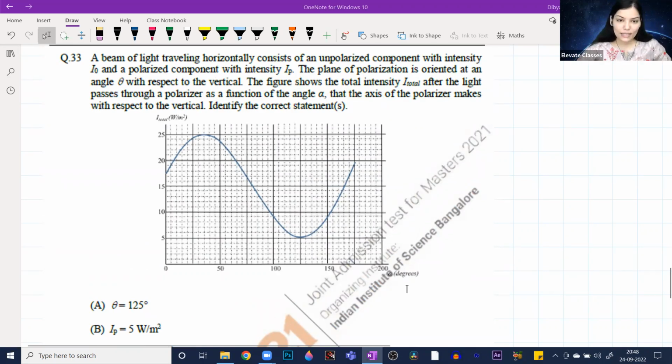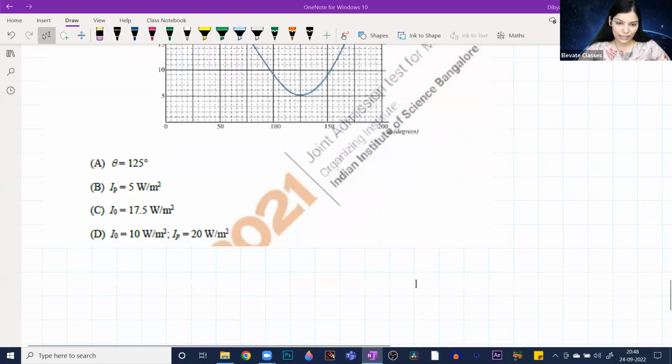ठीक है. So what is given in the question? पहले तो मैं वही clear होना चाहिए. So the question is saying that we have a beam of light which consists of an unpolarized component with intensity I0 and a polarized component. So पहले तो ये लिख लेते हैं.